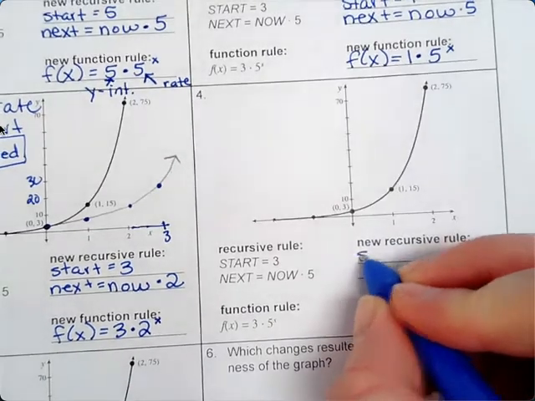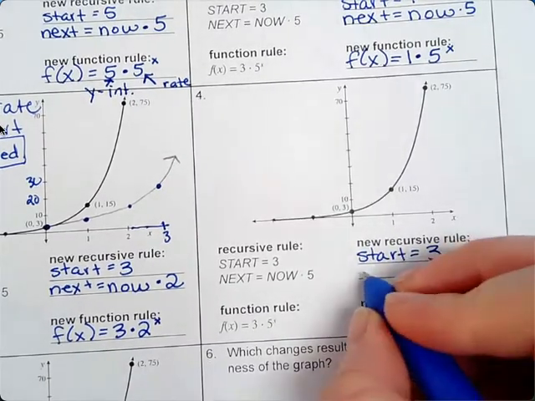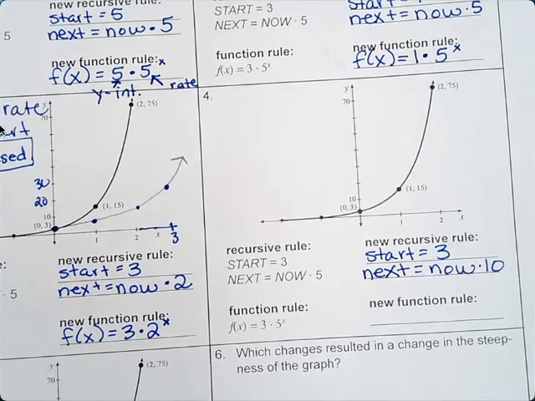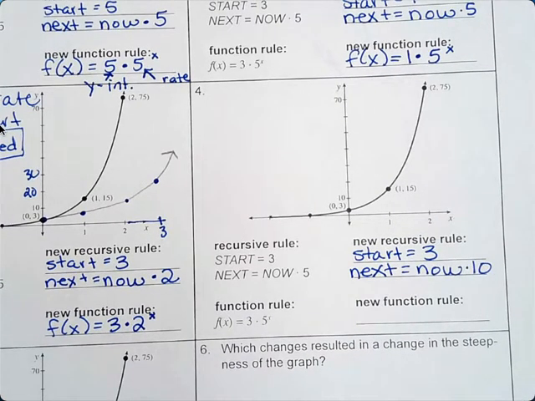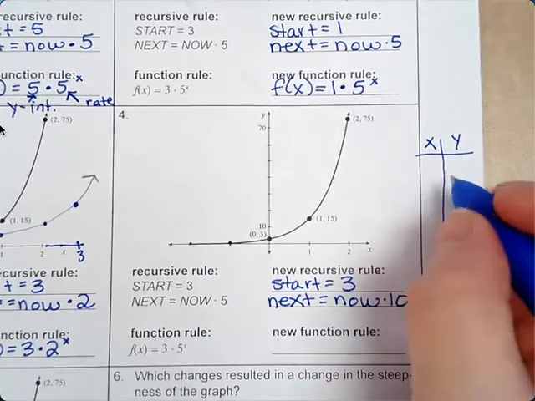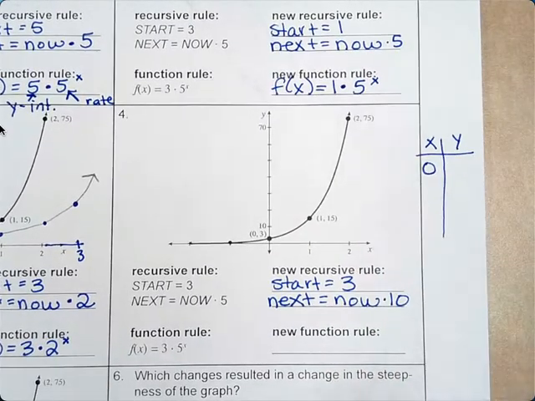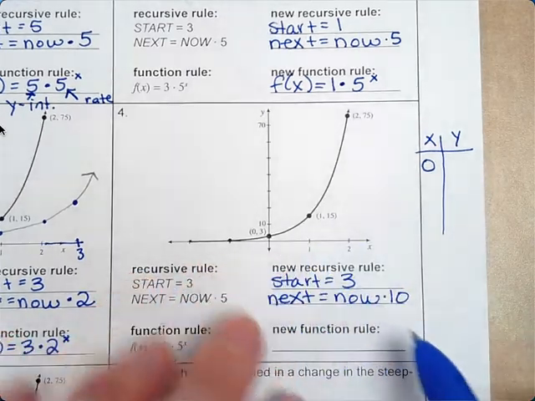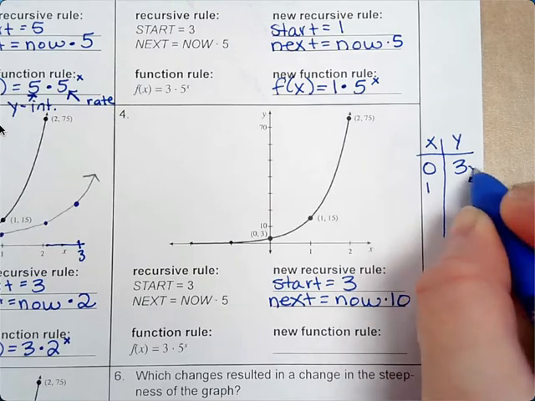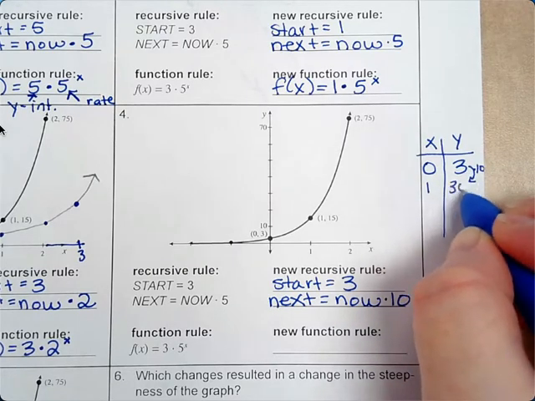I'm going to keep the same start of 3, but I'm going to change my rate to a larger rate. Now times 10. Let's make our table of values. So our 0 value is still 3 because we're not changing that. But what am I going to multiply by? 10. So I'm going to take the 3 and multiply times 10. So 3 times 10 is 30.